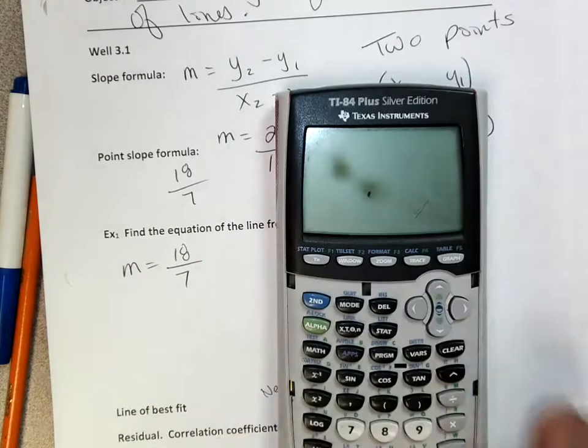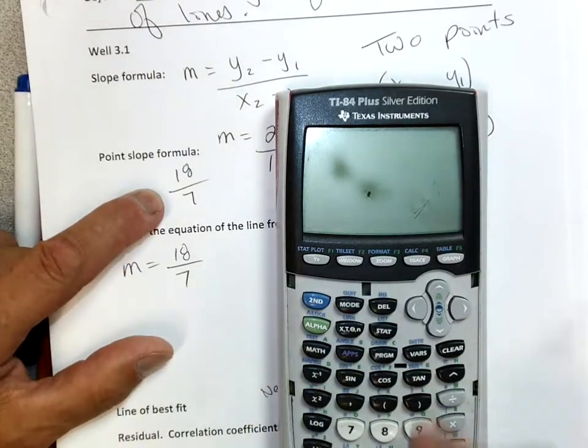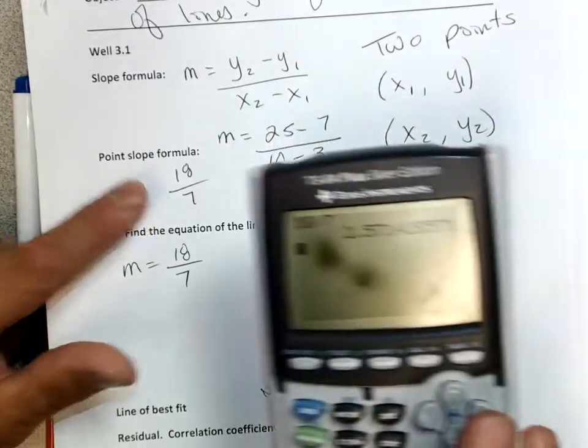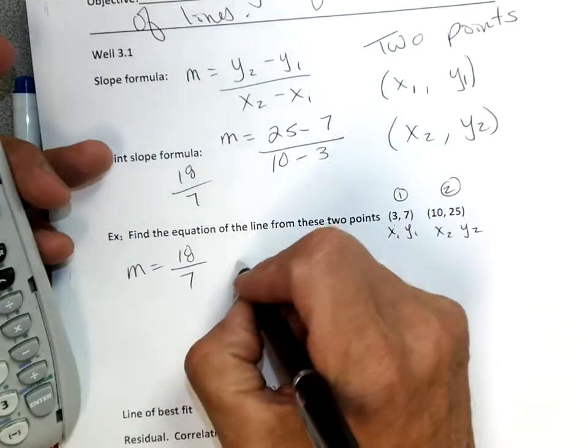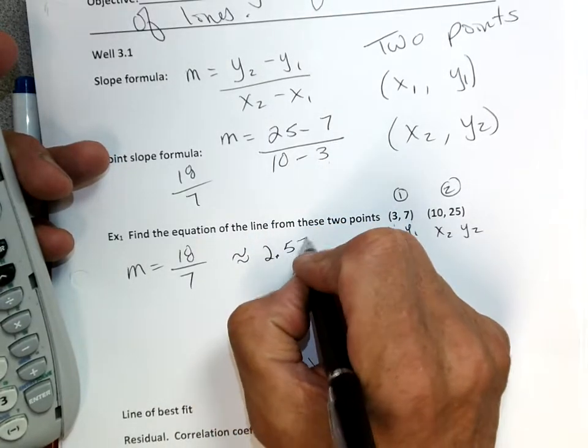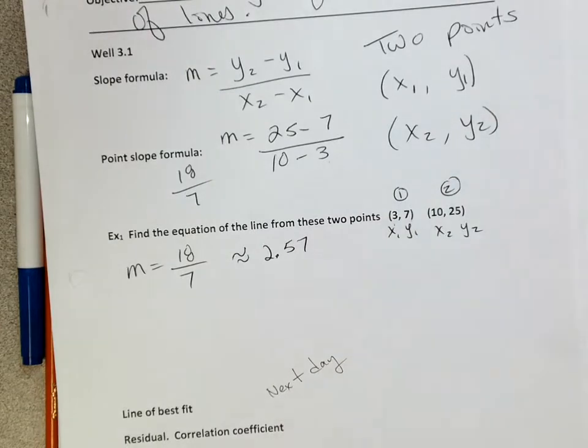Now, if you want to change it to a decimal, you can. It's not as accurate. You ask, what is 18 divided by 7? And I get an answer of about 2.57, approximately equal to 2.57, right? Most of the time we want to keep it as a fraction because it's easier to graph, right? Up and over. But a decimal's okay.